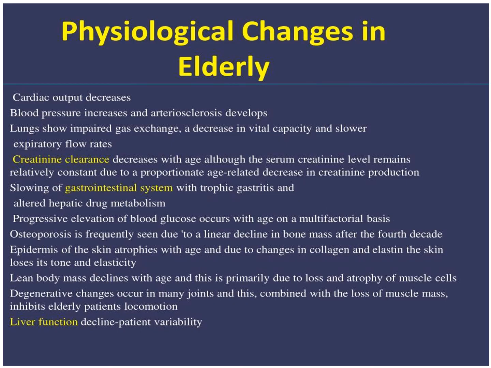Okay, so this is just another slide on physiological changes in the elderly. We spoke about reduced cardiac output. That's the amount of blood that the heart pumps out per minute, and that's reduced in older people. Blood pressure tends to be increased in older people.